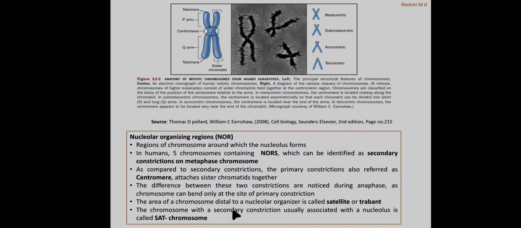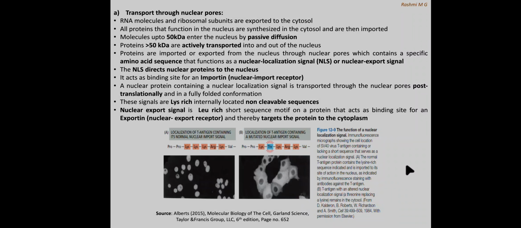The area of chromosome distal to the nucleolar organizer is called satellite or trabant. The chromosome with the secondary constriction usually associated with the nucleolus is called SAT chromosome. So today we will be learning about transport through nuclear pore.